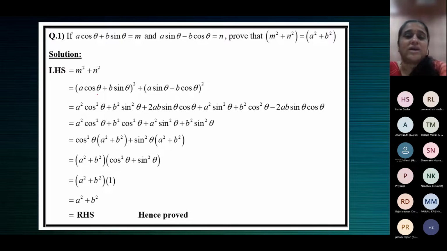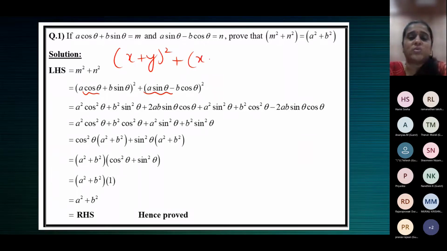I said we can use the identity, children. Actually, I made a mistake. I said you can use a different identity, but I made a mistake in saying that because it's a cos theta and a sine theta here. So I was thinking of this one. We know this, right? X plus y the whole square plus x minus y the whole square is equal to 2 of x square plus y square. I thought we can use this identity, but I didn't notice this one.